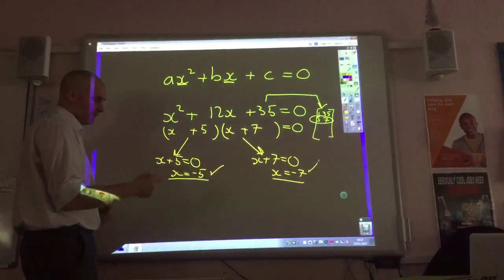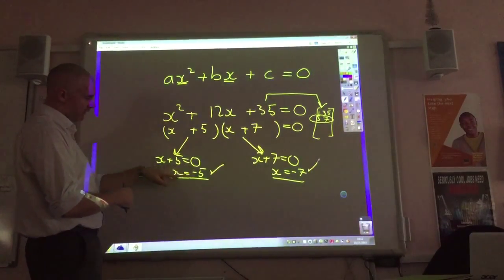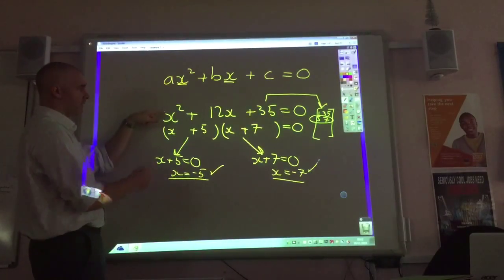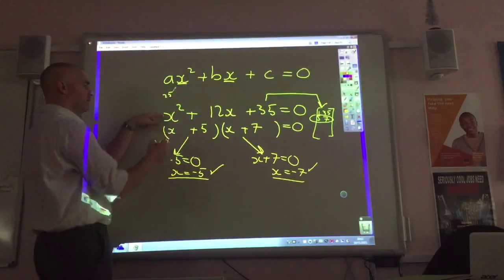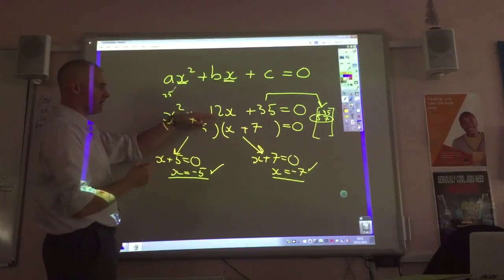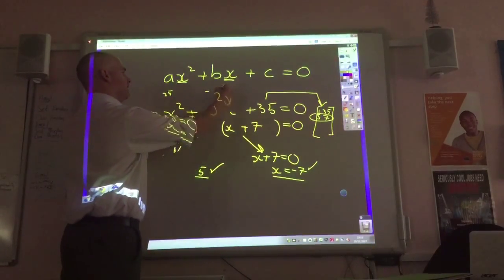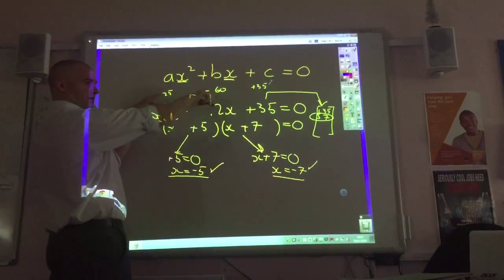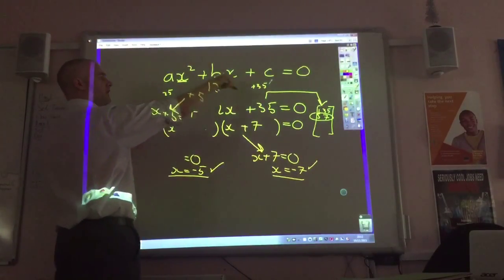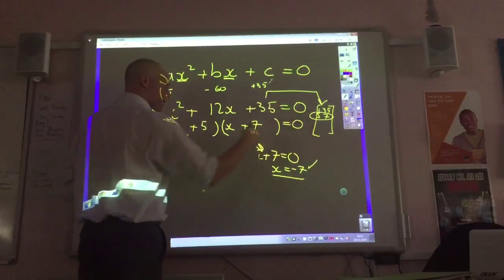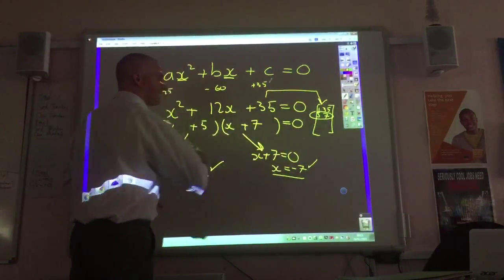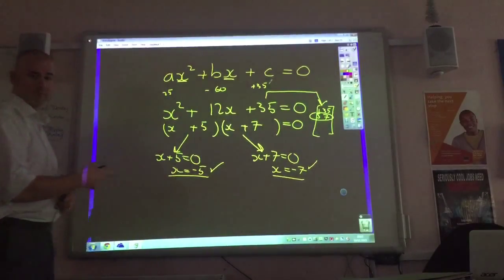To check it's right, if you were to substitute minus 5 right back in here, and you did minus 5 squared, that would give you positive 25. 12 times minus 5 would be minus 60. And add 35, if you do 25 take 60, that is minus 35. Add 35, it does give you 0. So you can always check if your answer does work. And that's how you would factorise to solve.